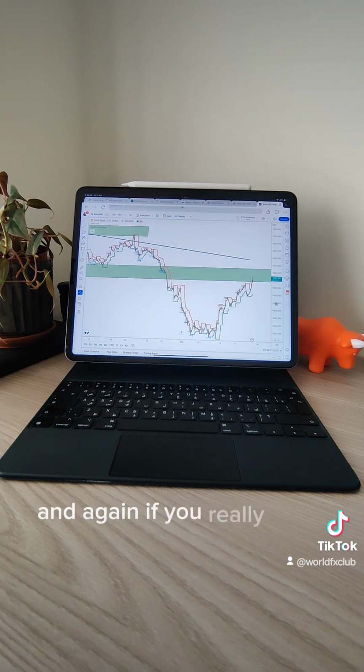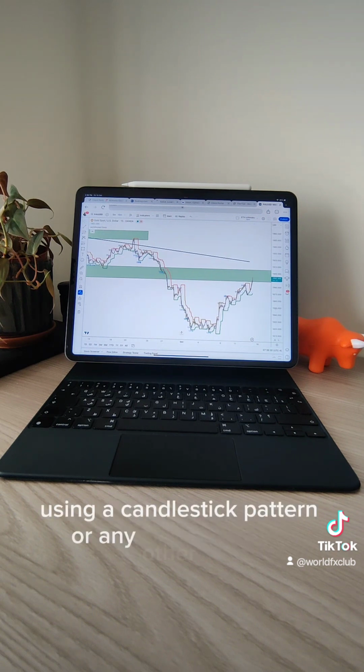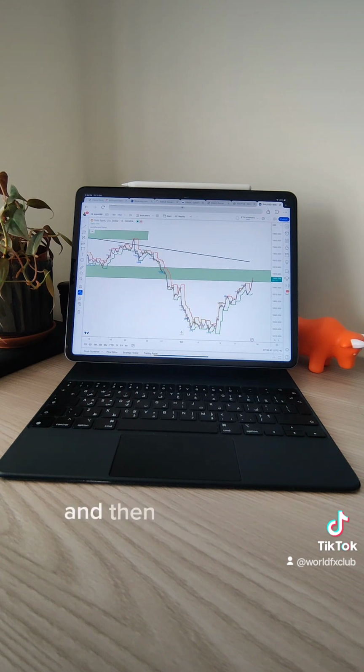And again, if you really want to use the indicator, I would say first do your analysis, what you have to do, and let the price come into your zone. You can use your own confirmations using a candlestick pattern or any other indicator, but we use this indicator to get an idea where to take short and long positions. But again, we do our analysis first and then we apply the indicator.